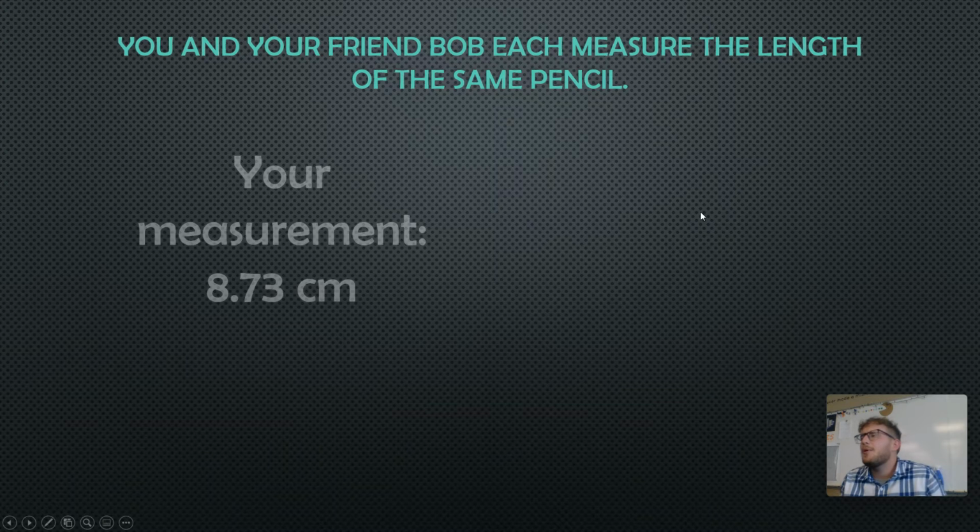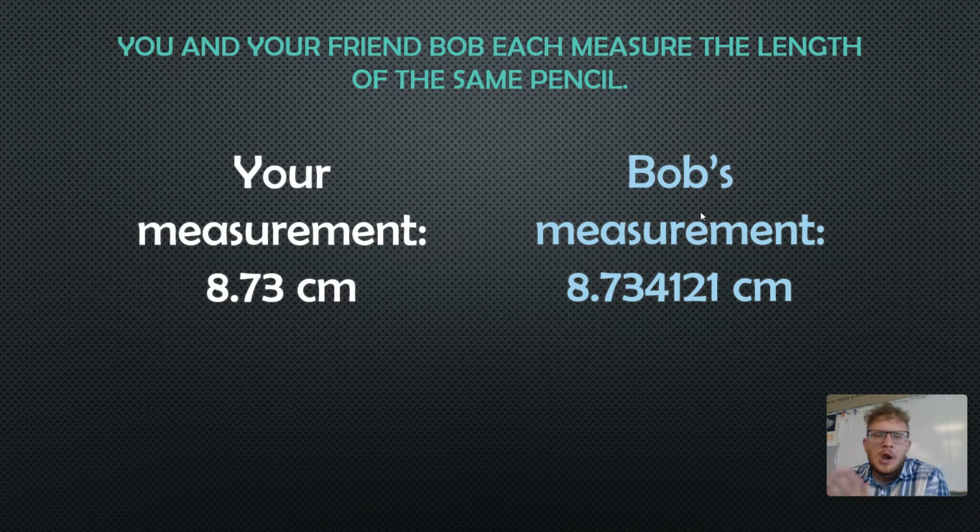So to help you understand what a sig fig is, let's look at this scenario. You and your friend Bob each measure the length of the same pencil. You measure it to be 8.73 centimeters. Bob measures it to be 8.734121 centimeters. Okay, you're like, okay, Bob, you're a little try hard, okay? But why is that number different than your measurement? Well, because Bob went out to more decimal places. He's just like, well, I know for a fact that it goes out to 8.734121. You're like, okay, whatever. I don't really care that much. Okay, good for you. But the thing is, these numbers have significance.